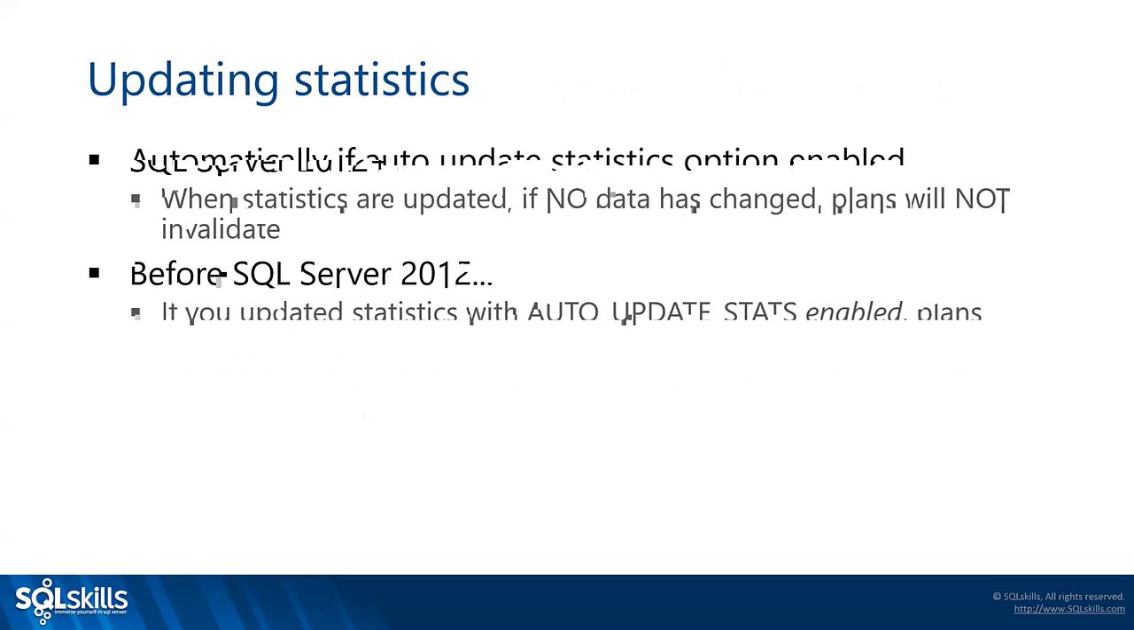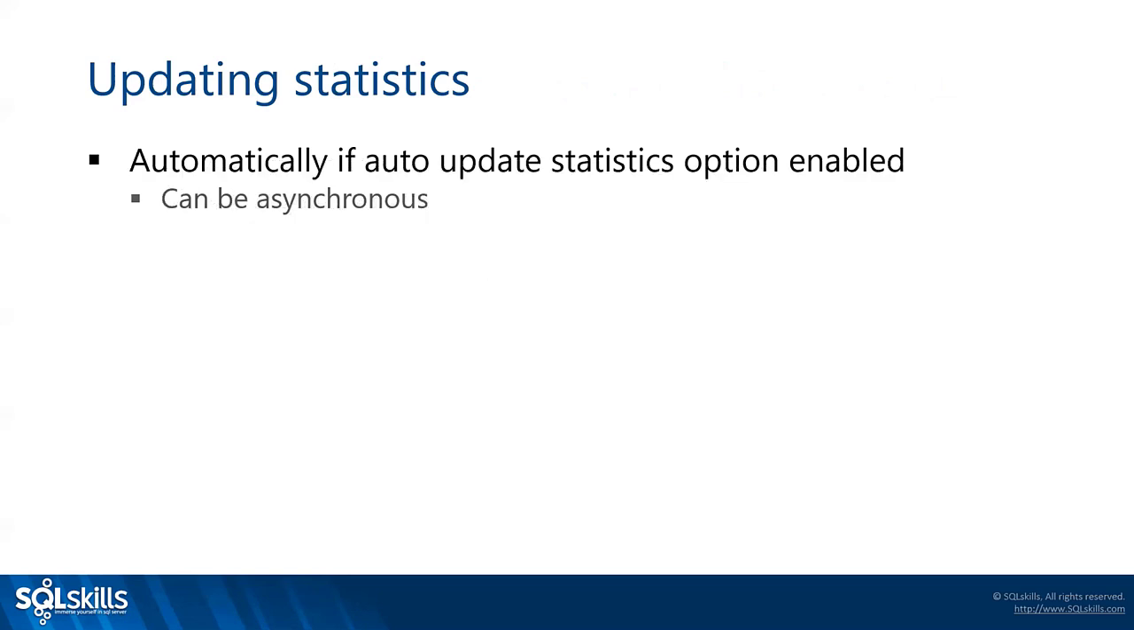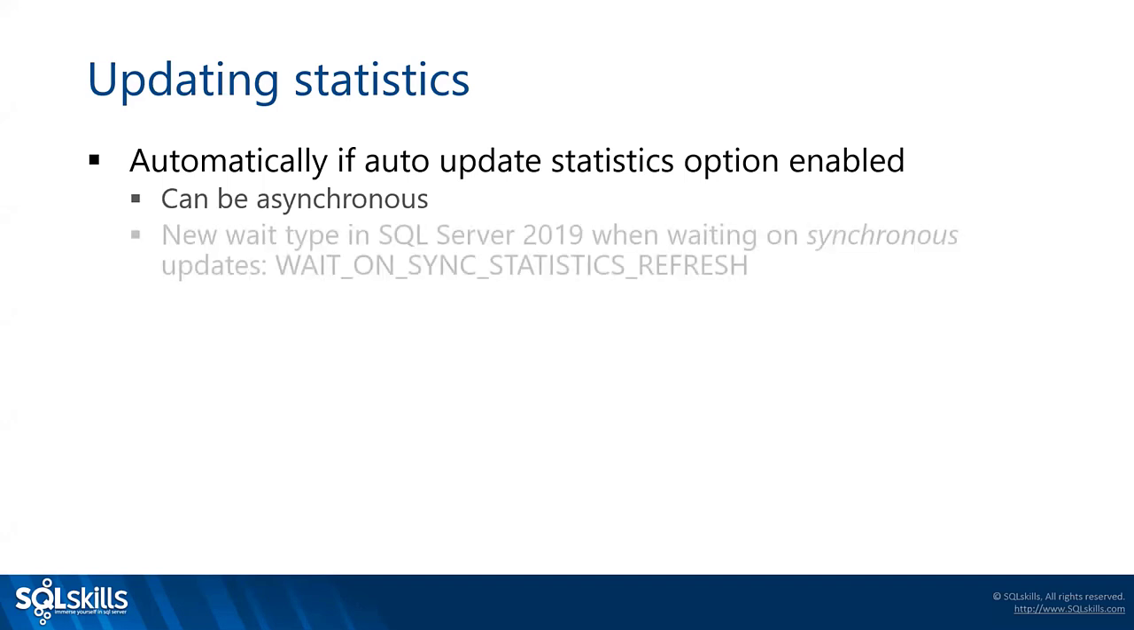They're going to update automatically if auto update's enabled. And this can be asynchronous and probably isn't necessarily a bad option for you to have enabled. Just understand that when you have asynchronous update enabled, when it encounters a statistic that's been invalidated as part of a query plan, it's going to go ahead and run that query with whatever plan was in cache, and it will update stats in the background. If you have that disabled, which is the default, it updates stats right away.